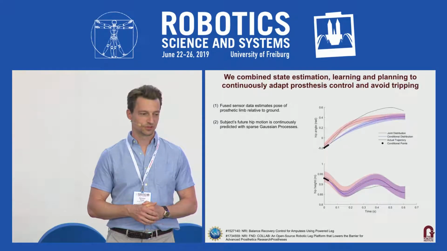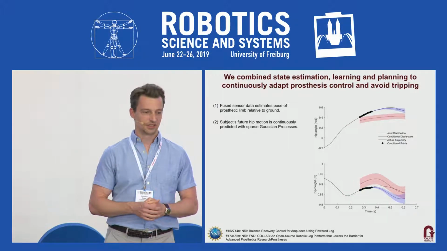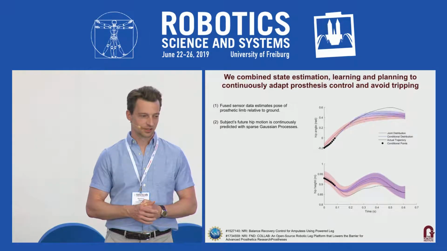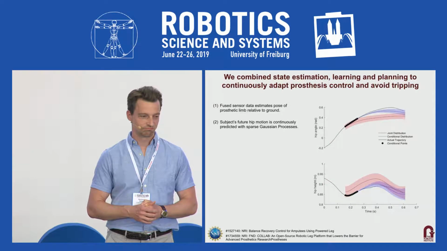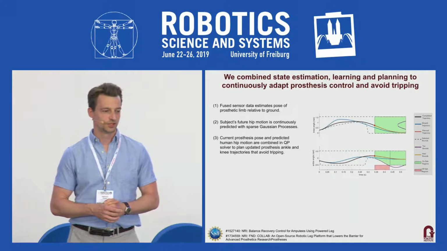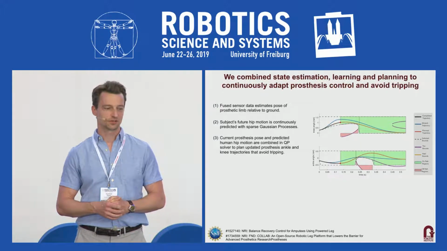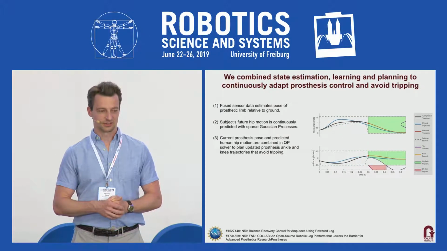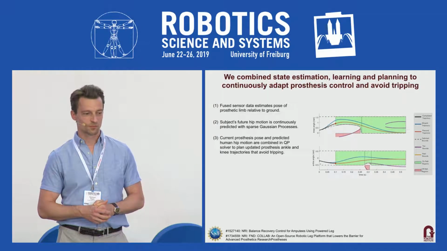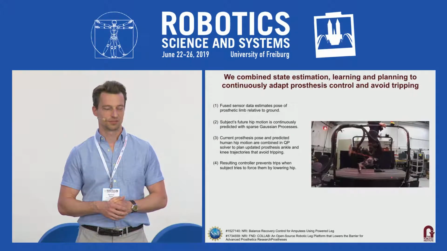The black line in this animation shows the actual trajectory. The red distribution is the joint distribution, and the blue one is the conditioned joint distribution. With those two elements, the current prosthesis pose and the predicted human hip motion, we combine them in a quadratic program solver to plan updated prosthesis ankle and knee trajectories that avoid tripping. In this particular animation, the black areas indicate trajectories that would lead to a trip, and green areas are okay. And instead of a blue, regular minimum jerk trajectory, you see a red trajectory that continuously is updated.